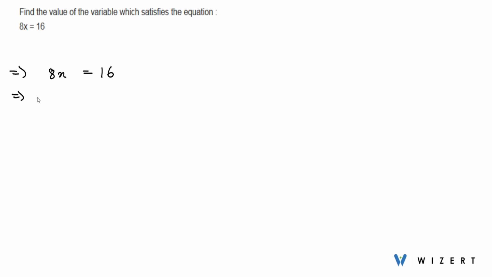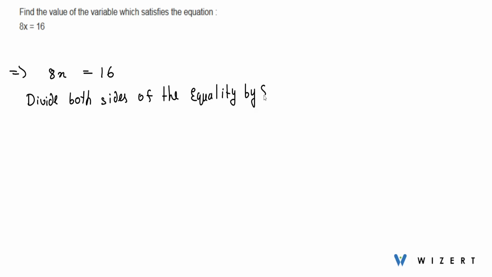So let's write, or rather we can say, divide both sides of the equality by 8. So we will have 8x upon 8 equals 16 upon 8.